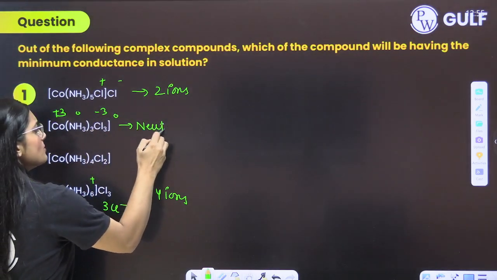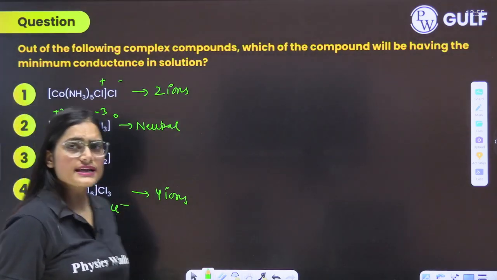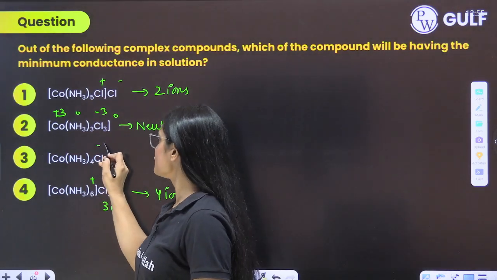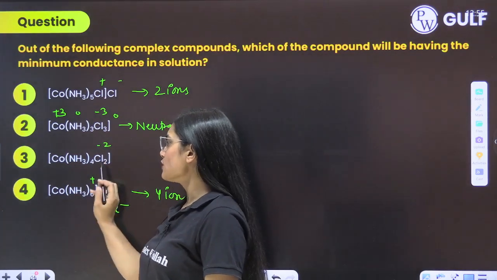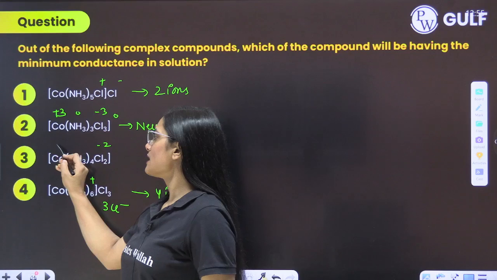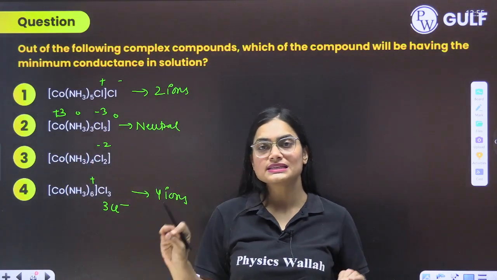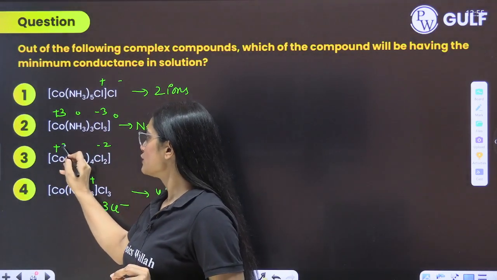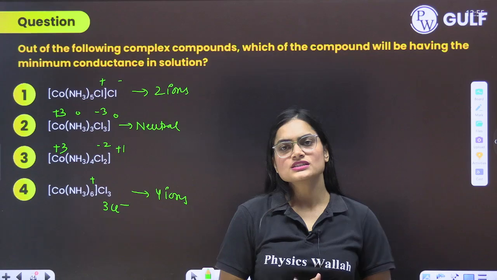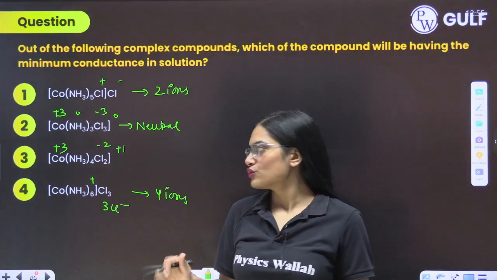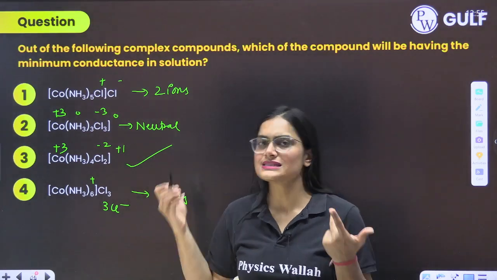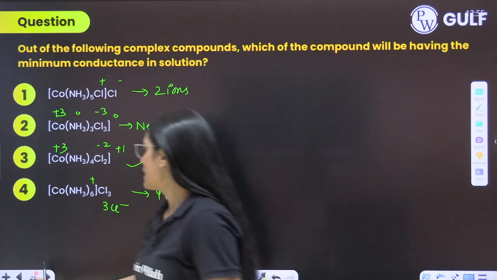But if I talk about the other one, chlorine has -1, 2 would be having -2. But you can see that the coordination number here is 6. Of course, cobalt with coordination number 6 shows +3 oxidation state. So in that case, it will be a positively charged species. The conductance of a positively charged species would be more. So that is why either option third is correct or both the answers second or third are correct. Okay. Next one.